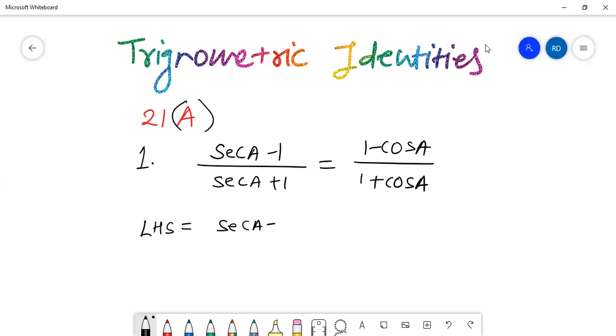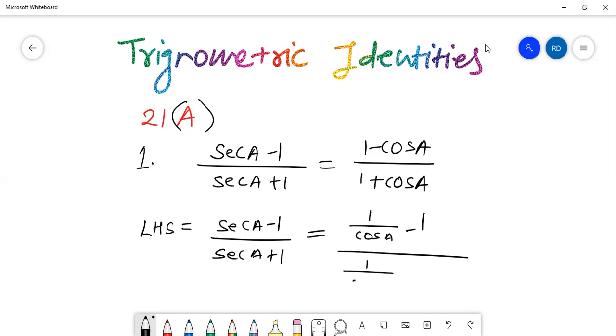sec A minus 1 upon sec A plus 1. The simple thing that you have to follow is to convert all the given identities into sine and cos. That is how most of the problems are solved. So tan, cot, sec, and cosec can be converted into their respective identities of cos and sine. So let's convert this. This will become 1 upon cos A minus 1 upon 1 upon cos A plus 1.